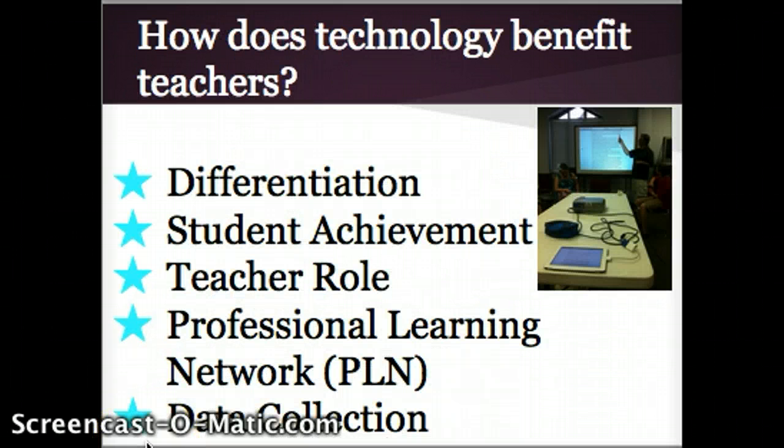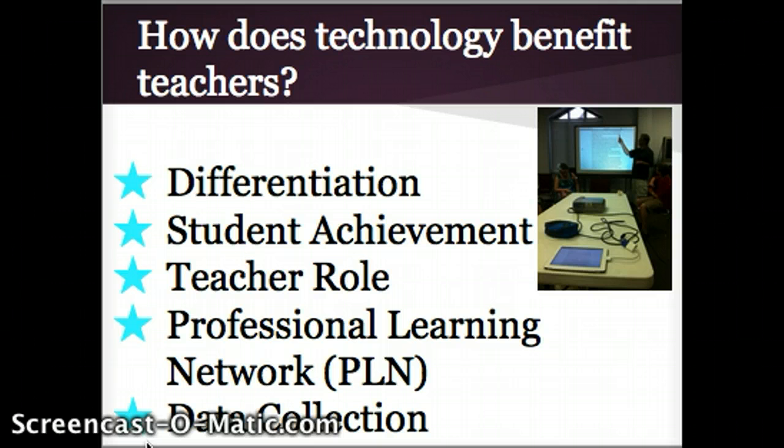How does technology benefit teachers? There's an abundant way in which technology has benefited teachers. Technology makes it easier to differentiate in the classroom. Students can really work at a rate that they need to be successful when working on projects, and the technology really allows for this. It also gives the opportunity to challenge students.